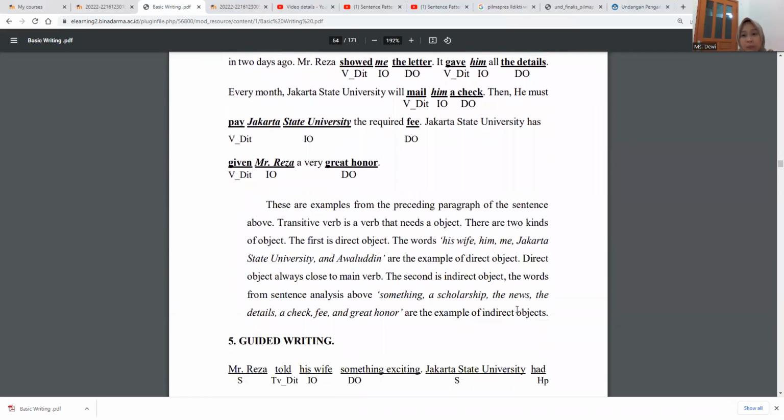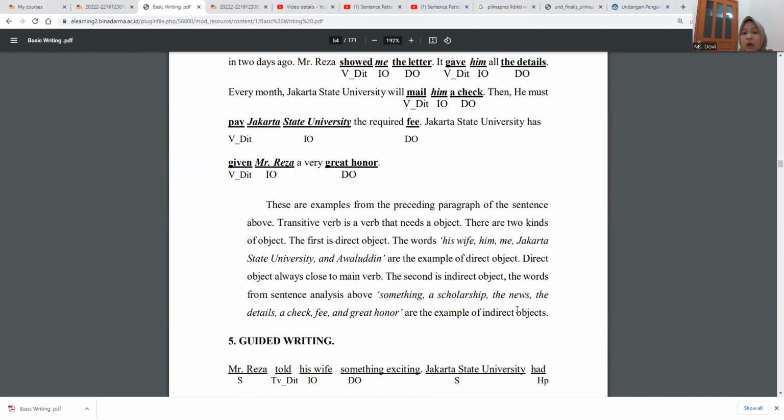Okay, let's see the explanation. These are examples from the preceding paragraphs of the sentence above. Transitive verb is a verb that needs an object. Jadi transitive verb itu adalah kata kerja yang tidak bisa berdiri sendiri. Jadi dia membutuhkan objek di belakangnya. Ya, jadi you can use one object or two objects. Just like here we have direct and indirect. Ya, there are two kinds of object.